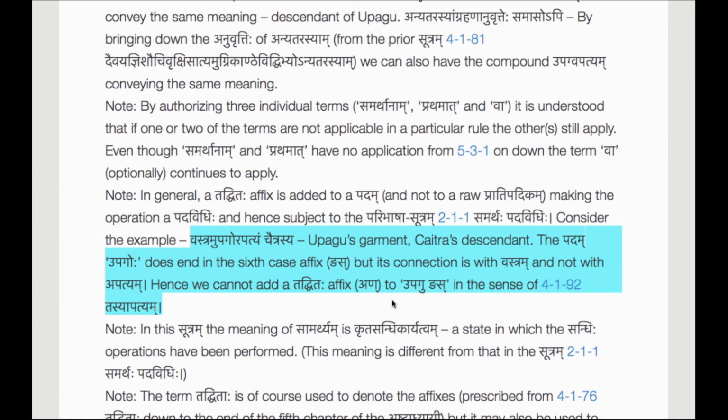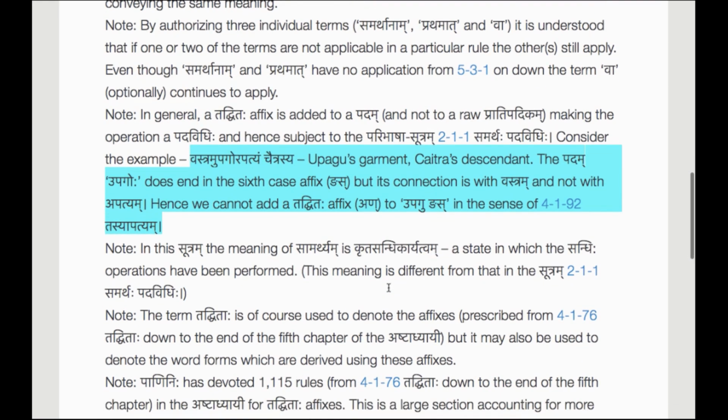So a tadhita vidhi is also a pada vidhi. As we have mentioned already, a tadhita affix is added not to a raw pratipadikam but to a subantam, which is a padam. So the Paribhasha Sutram samarthaf padavidhi, which of course we used when we studied the Samasa Prakaranam, which is also a padavidhi. Here the tadhita vidhi is also a padavidhi. So that Paribhasha Sutram has to be respected here also.